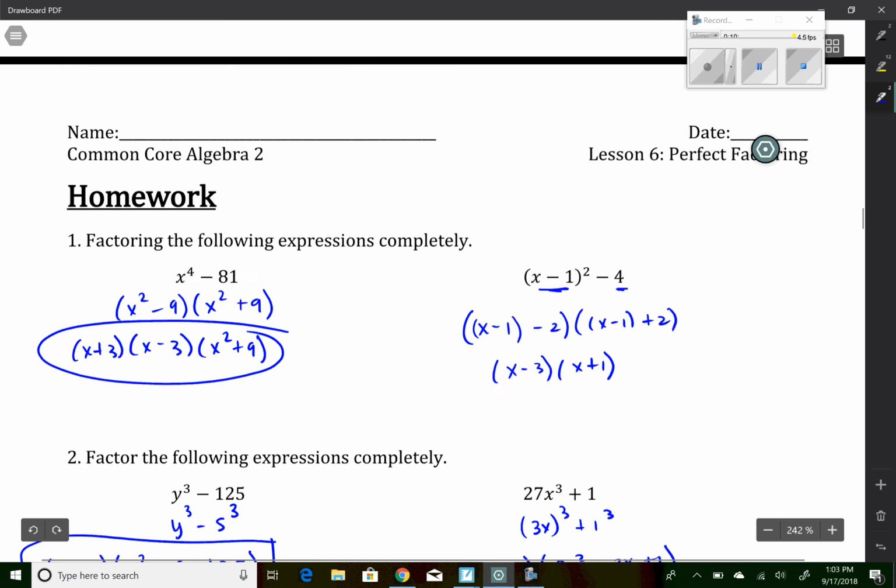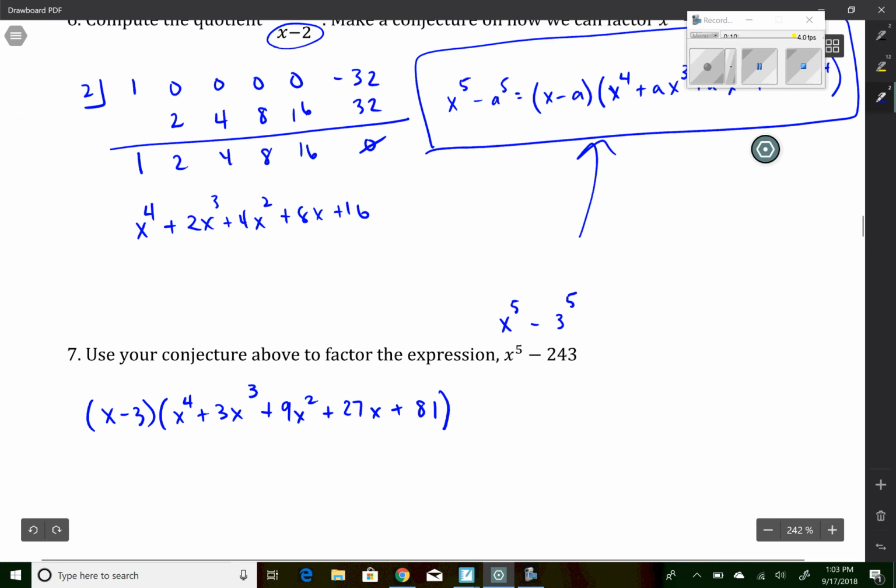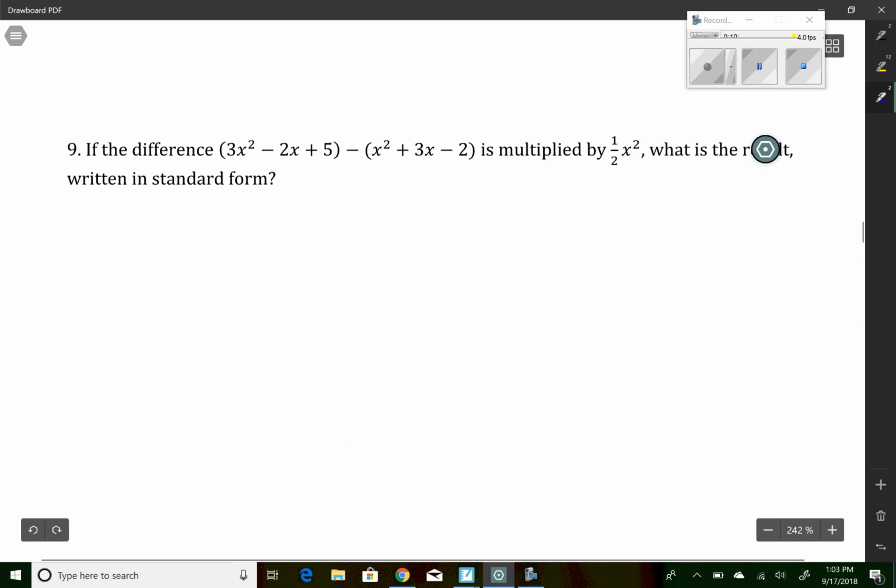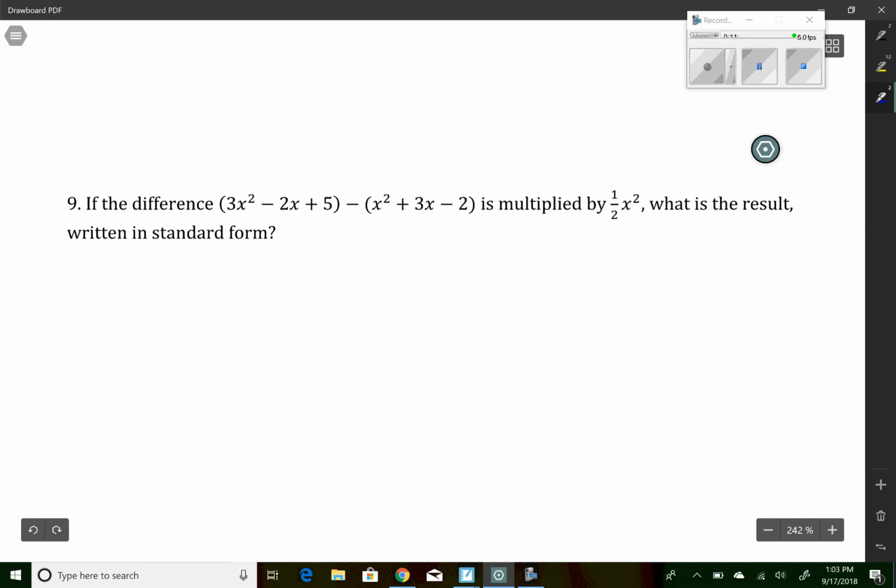All right, so this last one in the homework assignment tonight, first thing we want to do is the subtraction. So if I do 3x squared minus 1x squared, that's 2x squared. Negative 2x minus 3x is negative 5x. And 5 minus negative 2 is plus 7. And then I want to multiply that whole thing by 1/2 x squared.